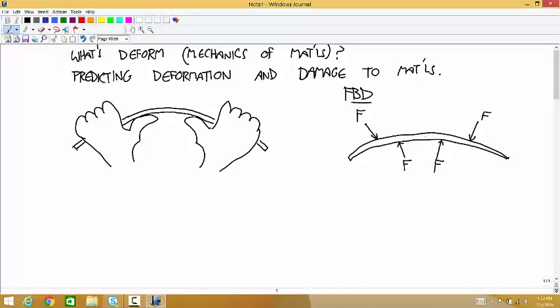But you know that if you did this until it broke, the thing would break somewhere in here. And so obviously finding the external loads on an object is not a good predictor of where it's going to break. There's some other stuff going on determining where something's going to break besides where forces are applied to the outside.